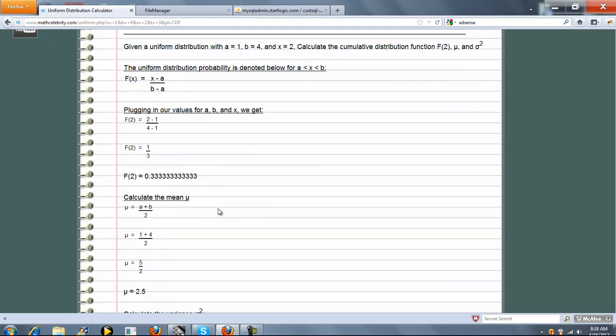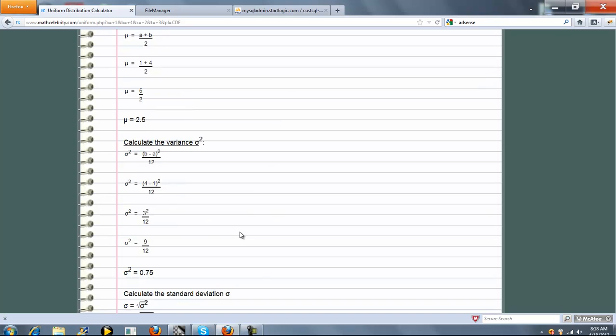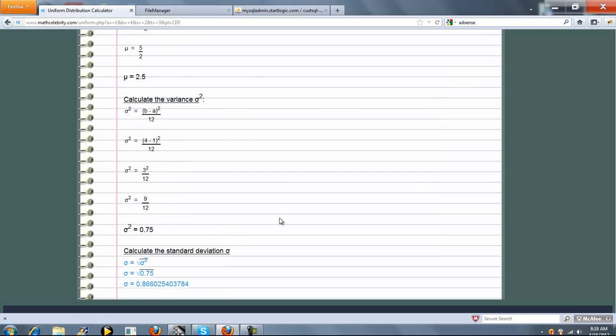Calculate the mean again, that doesn't change, that's just (A plus B) over 2. Variance again is the same, (b minus a) squared over 12, and the standard deviation is the square root of the variance.